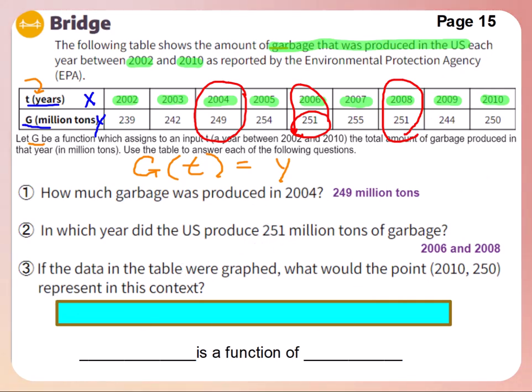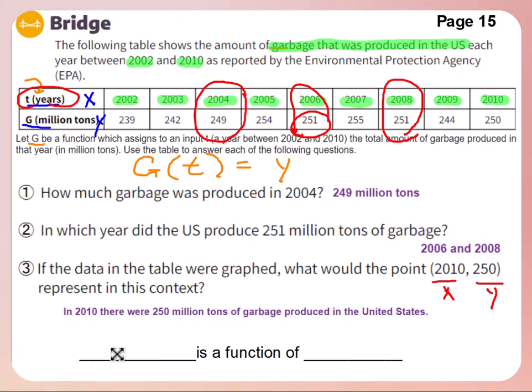Now, if the data in the table were graphed, what would the point 2010 to 50 represent? Again, your X is going to be your time in years, and your Y, your output, is going to be millions of tons. Okay? Let's put that into words. In 2010, there were 250 million tons of garbage produced in the United States. Blank is a function of blank. It's always going to be Y is a function of X.